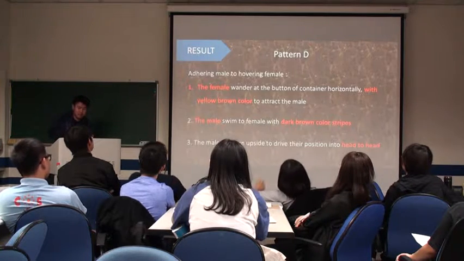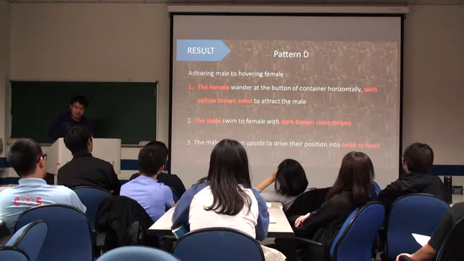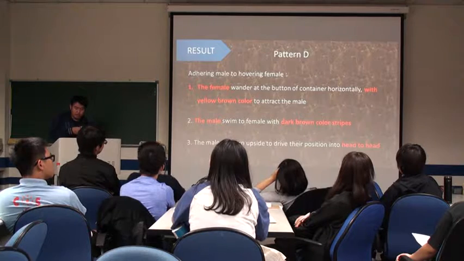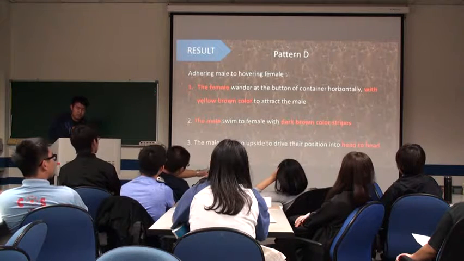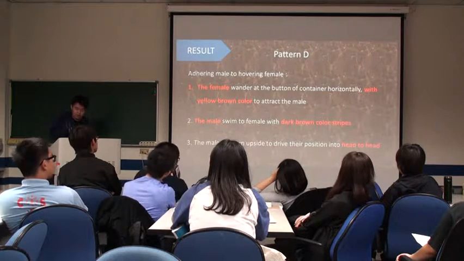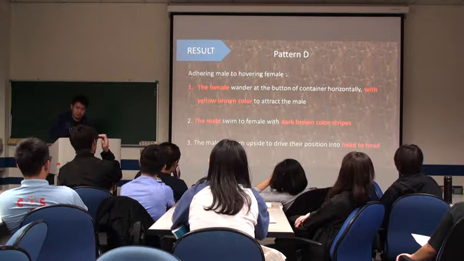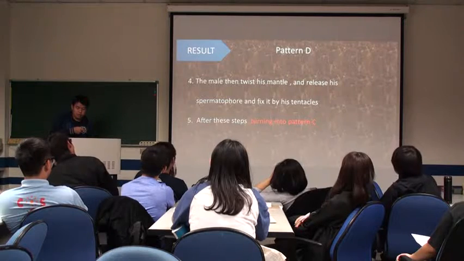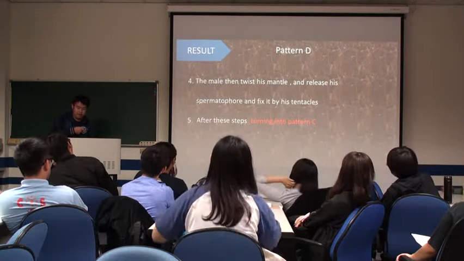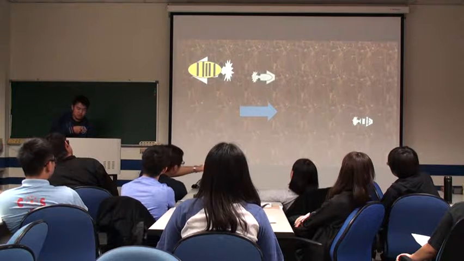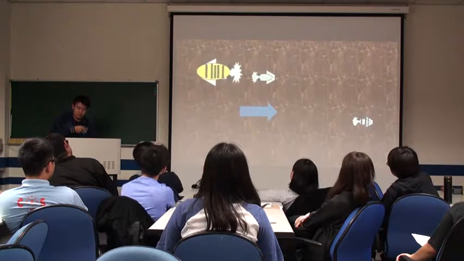The female wanders at the bottom of the container horizontally with a yellow-brown color, and the male will swim to the female with a dark brown color stripe. Third, the male will turn upside down to drive her position into head-to-head. Fourth, the male will twist his mantle. Fifth, they will turn into pregnancy. So it will look like this.